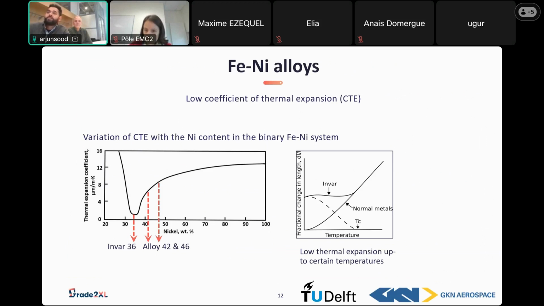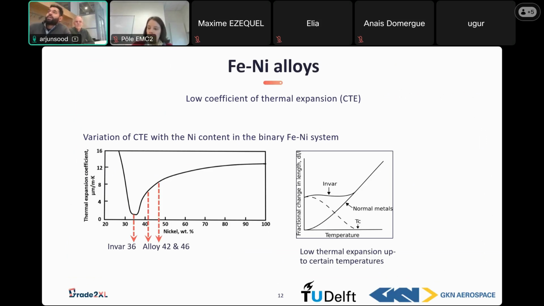This material is therefore referred to as INVAR, which stands for invariance to temperature, meaning that it does not change its dimension when it is heated, but this behavior is only maintained up to a certain temperature. When you increase the nickel content further, you can get different low thermal expansion alloys. For example, if I go from 36 to 42, I can have an alloy which is called INVAR 42 or alloy 42. The thermal expansion properties for this alloy are retained up to a higher temperature.